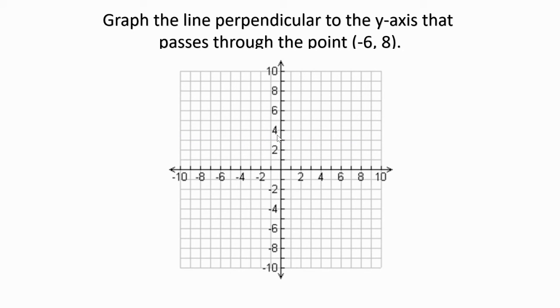Perpendicular to the y-axis and passes through this point. Here's the point, -6, 8. The y-axis goes straight up and down. To be perpendicular, it'd have to go across, so it's going to be this line right here. You can see that this line and the y-axis make a 90-degree angle. So that's perpendicular. So it's this line, y equals 8.